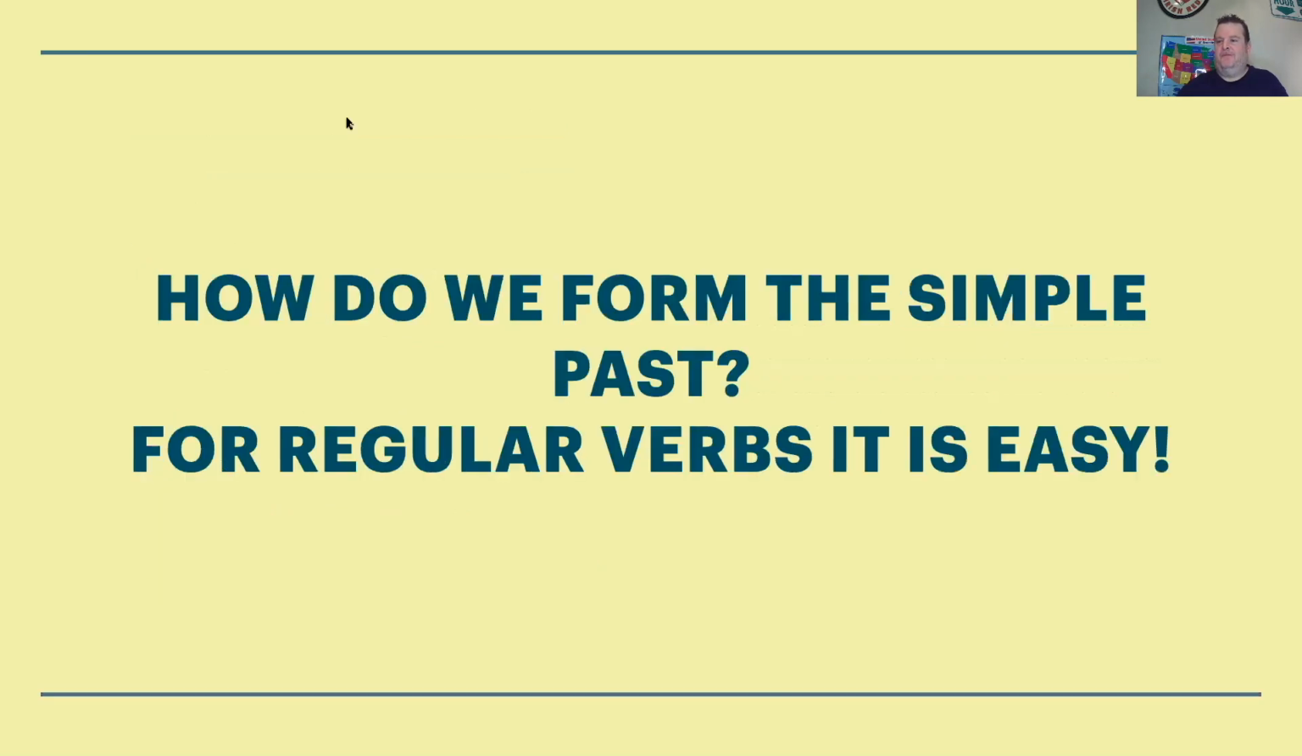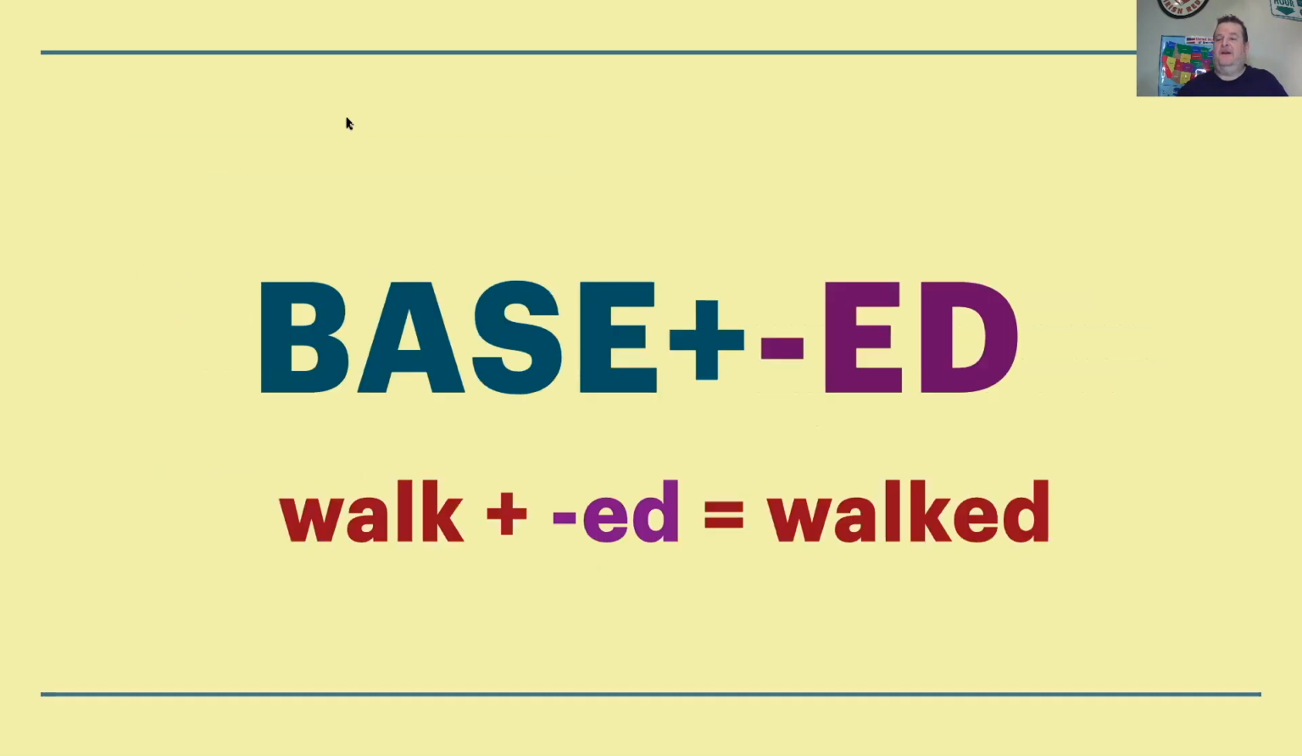Great, let's move on. How do we form the simple past tense? For regular verbs, it's pretty easy. It's not a big deal. You're going to take the base of the verb and then add ed in most cases. Unless there are more complicated things involved, which we'll talk about in a moment, this is going to work most of the time. You just take the base of the verb, add ed, and there you'll get your form to use in the simple past tense.